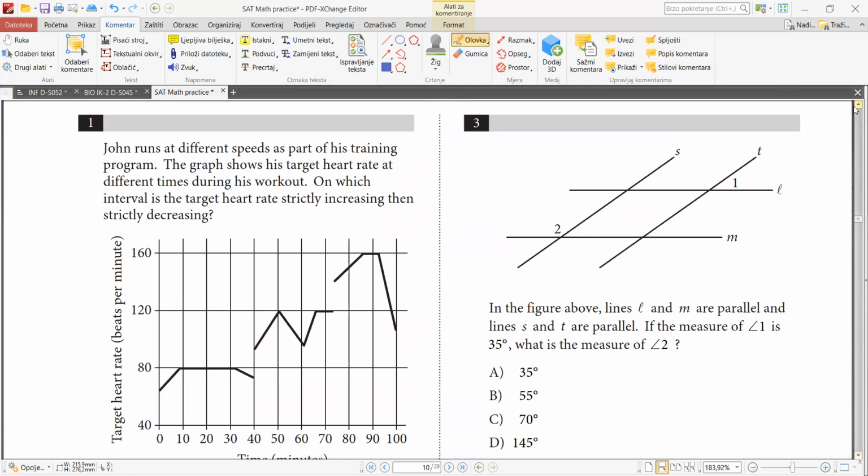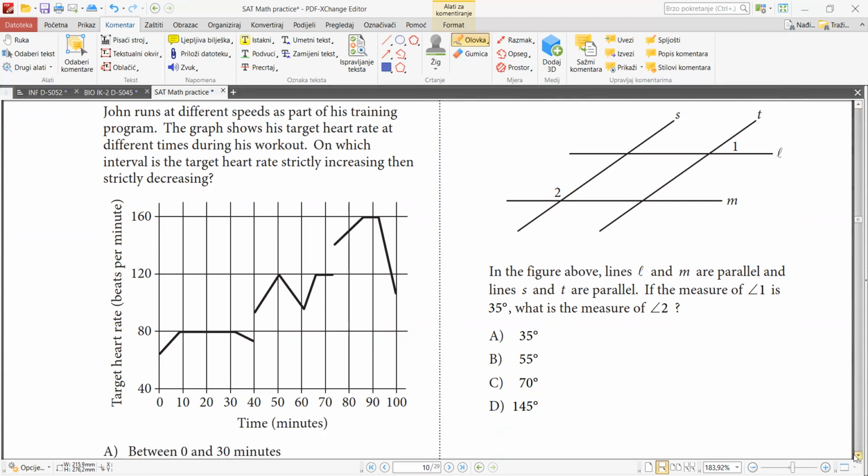Question number 1. John runs at different speeds as part of his training program. The graph shows his target heart rate at different times during his workout. On which interval is the target heart rate strictly increasing and then strictly decreasing?